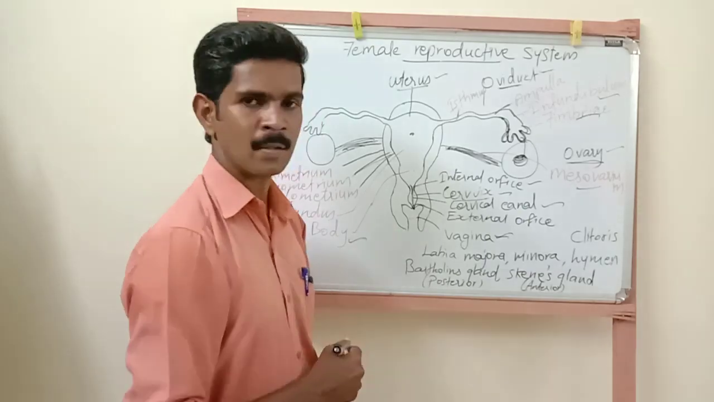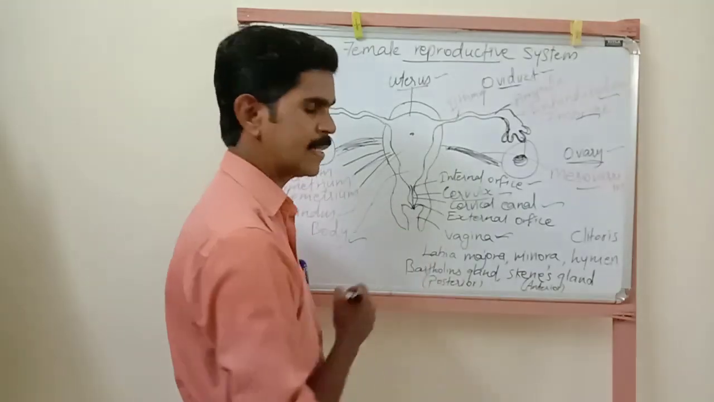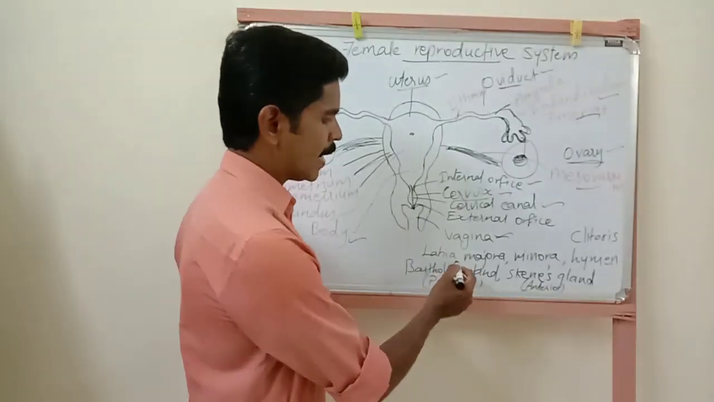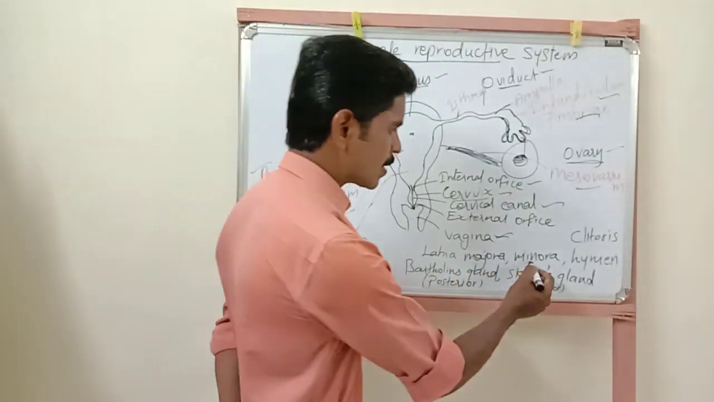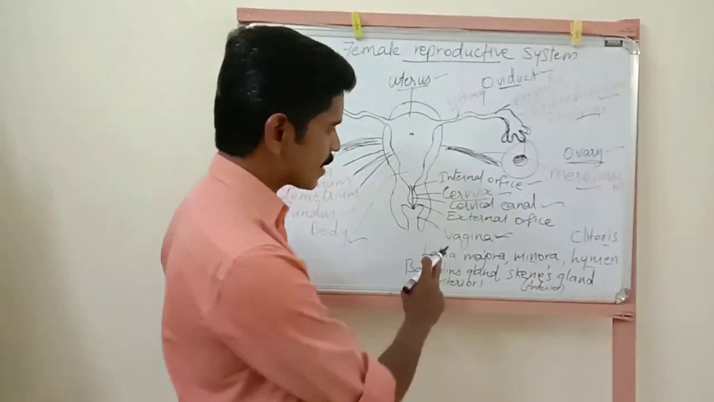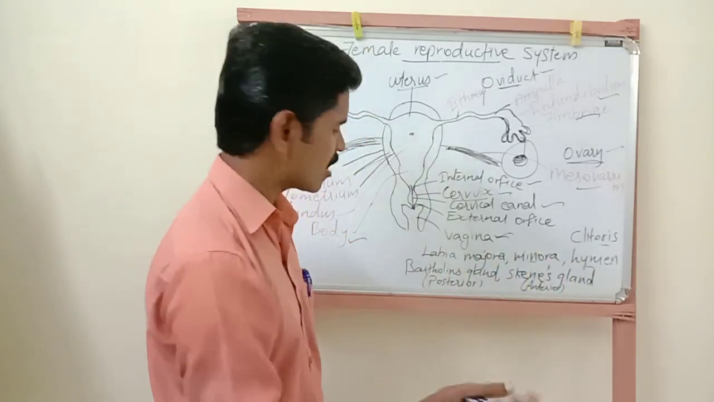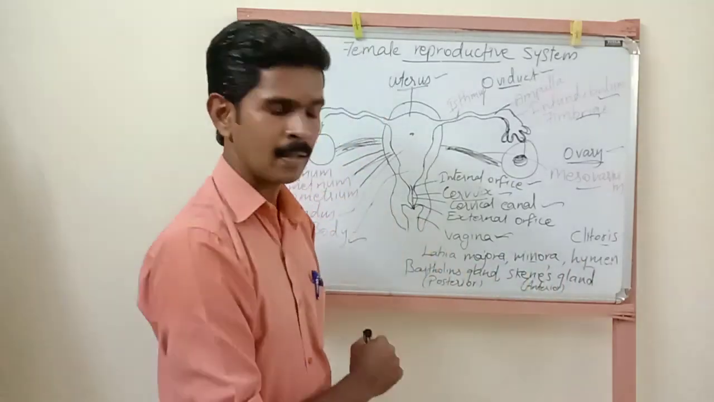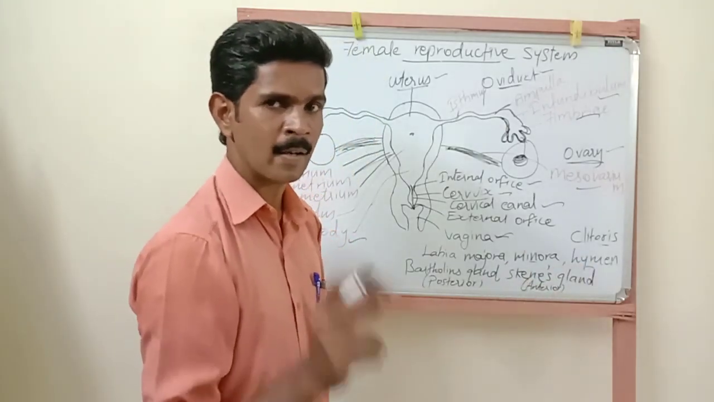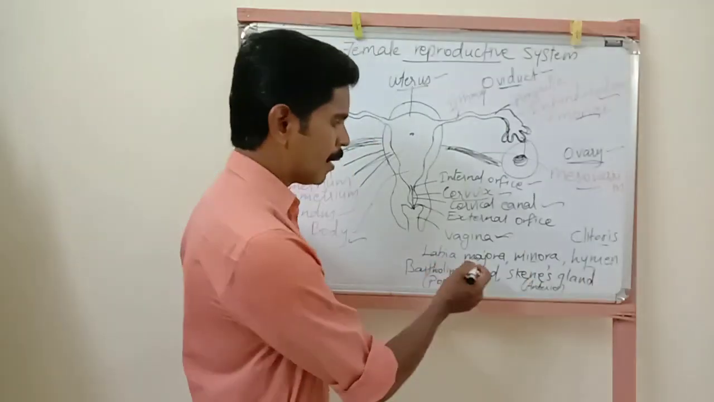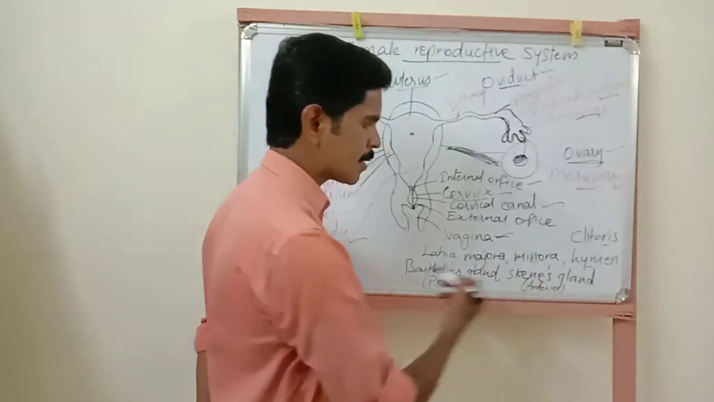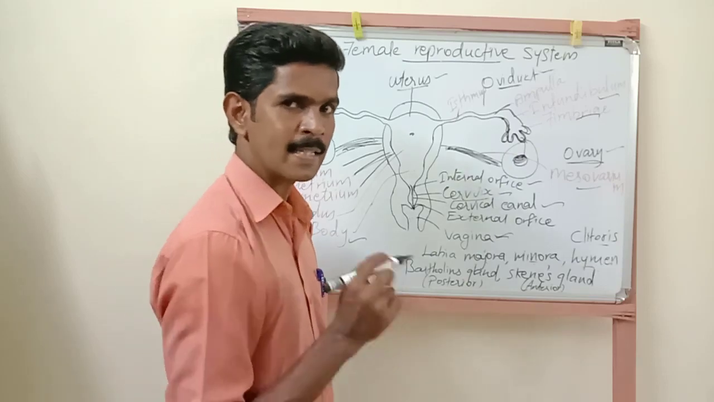Then listen, very important points. Near this vagina, some more small organs are also there. One is the labia majora, the second one is the labia minora, then the hymen and the clitoris. These four organs present near this vagina region are together called the external genital organs. So labia majora, labia minora, hymen and clitoris. These four organs are together called the external genital organs.